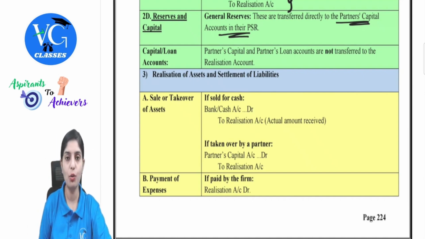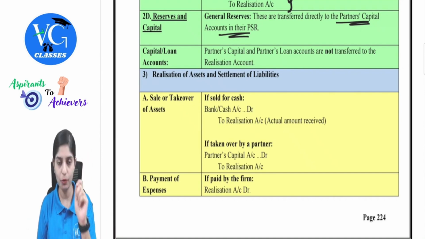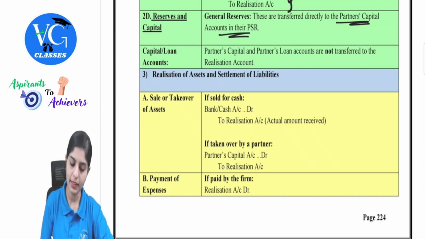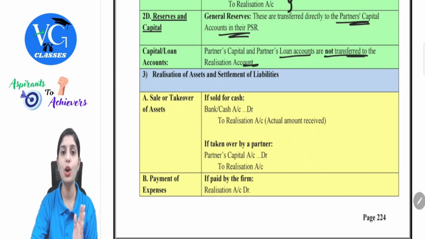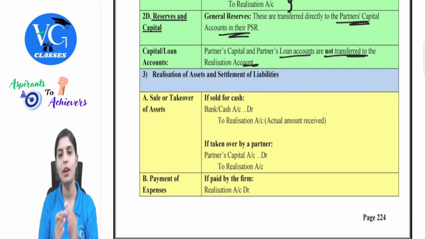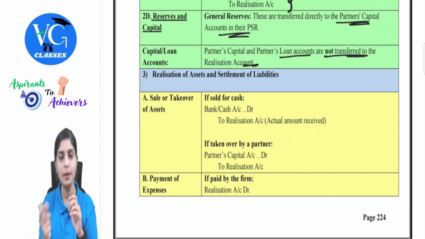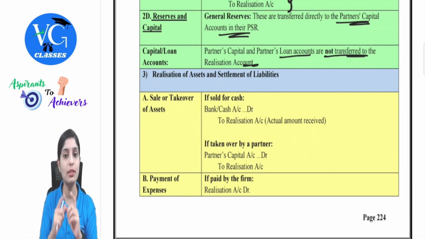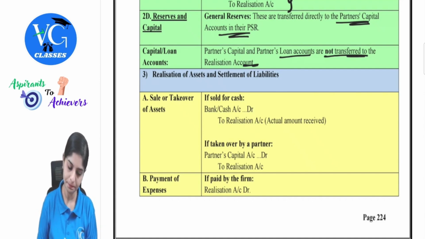Next, capital or loan account. In the balance sheet, the remaining items are the capital account and the loan account, if there is a partner's loan. So partners' capital and partners' loan are not transferred to realization. That means there is a separate treatment for that. Now we have just understood what goes to realization. Just to summarize, we will take away all the assets. If a fictitious asset is there, it will go to partners' capital. Then we will close all the liabilities, only outside liabilities. Reserves will go to partners' capital balances, and partners' loan will not appear in the realization account. I hope this is clear.